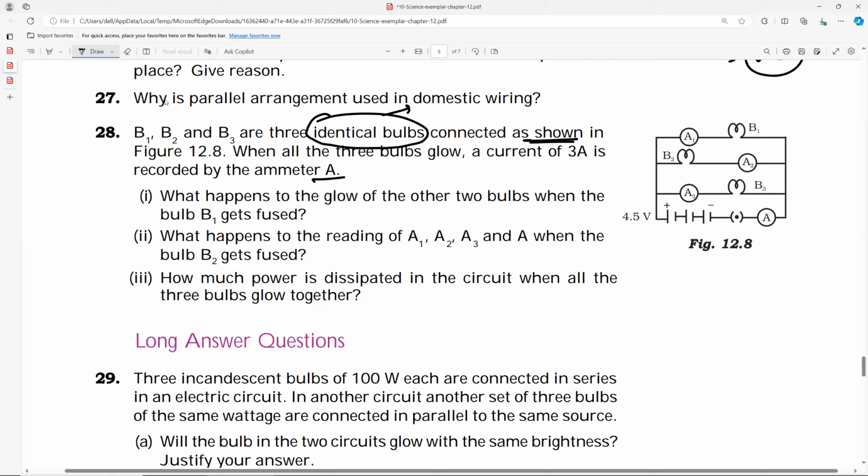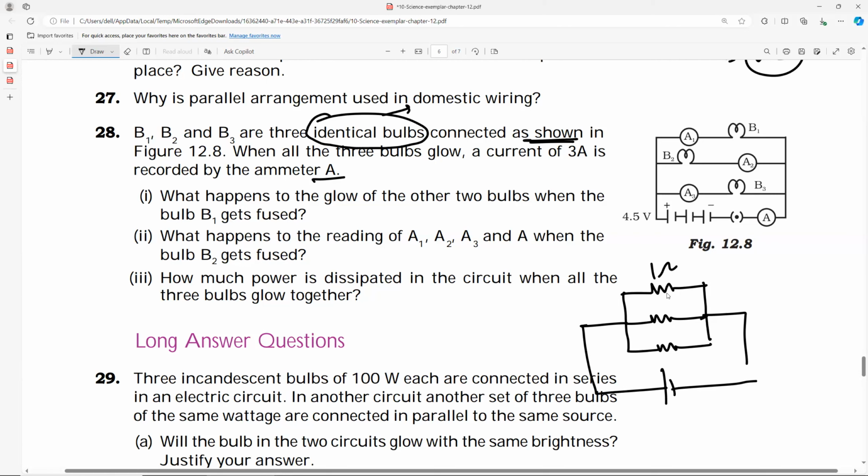Let me explain to you that the word identical means that if you have three resistors like 1 ohm, 1 ohm, and 1 ohm, and now they are connected in parallel, these are identical, you can assume 1 ohm or 2 ohm or 3 ohm, it's your choice. They are all identical. So whatever the equivalent resistance they are going to have, you know that in parallel, the potential difference remains same.